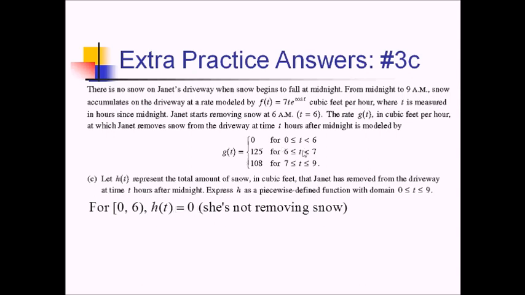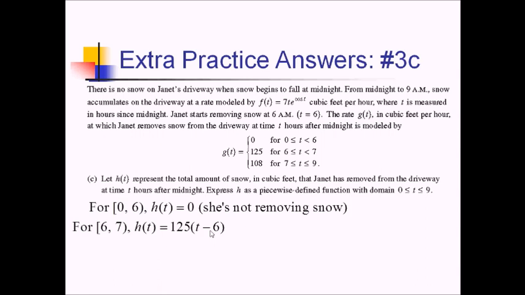For the next interval, we need to take the rate of change, 125, and multiply it by the amount of time Janet's actually been going at that rate. So if we're asking how much Janet has removed by, say, 6:30, we're not multiplying this by 6.5 because Janet has not actually been shoveling snow for 6.5 hours. We have to multiply it by whatever this time is minus the first 6 hours that Janet was doing nothing. So for the interval from 6 to 7, h of t is 125 times (t minus 6). That way we're just counting the hours after 6 a.m.